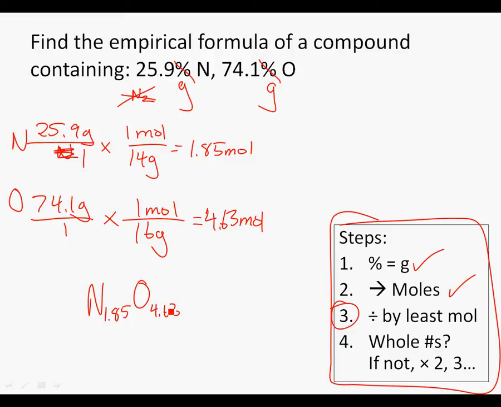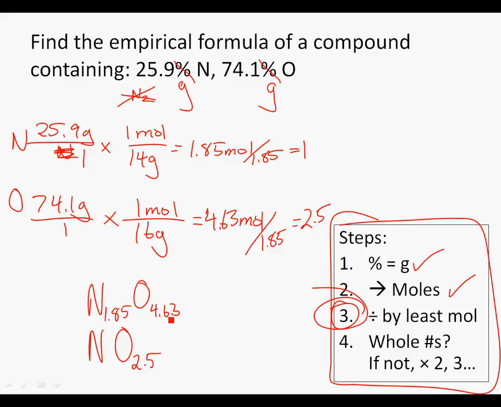So how do you get the lowest whole number ratio? You do this. You divide by the least number of moles. The only reason we're doing this is so that we can get the lowest whole number ratio. And because if you divide by the least, at least one of the numbers will be 1. That's 1. If you divide this, you get 2.5. All right, now we have a new updated formula. It's NO2.5.